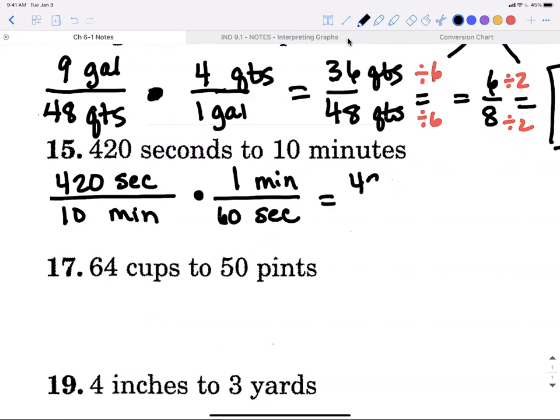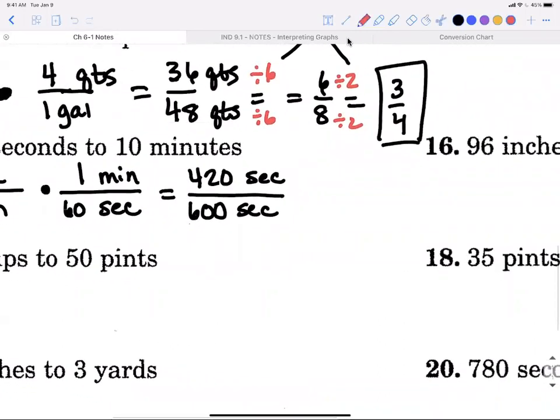Now I'm ready to convert all of this to seconds. So my top should stay 420 seconds. And now my bottom, 10 times 60 is 600 seconds. So I have converted minutes to seconds. Right off the bat, I can just knock those zeros off there. So right off the bat, I know it's 42 over 60.